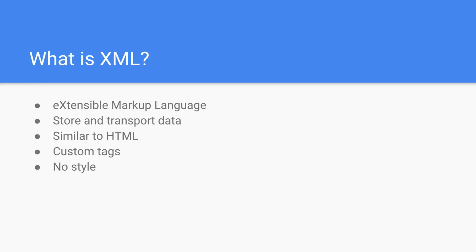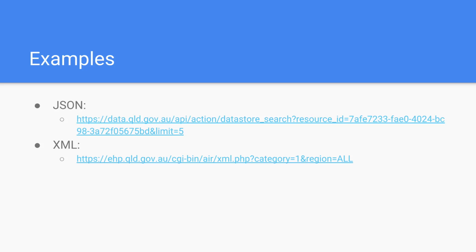So, like I said, there's no real style associated with XML. It's a pretty blunt and, quite frankly, a little bit ugly way of representing data, but it's also very useful and it's very efficient as well. So here we've just got a couple of examples.